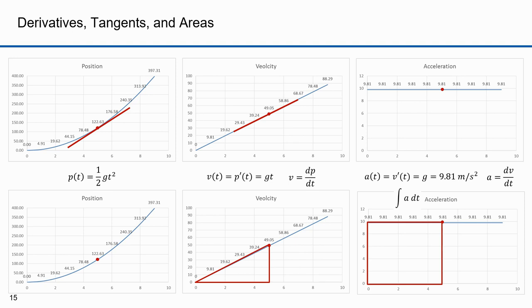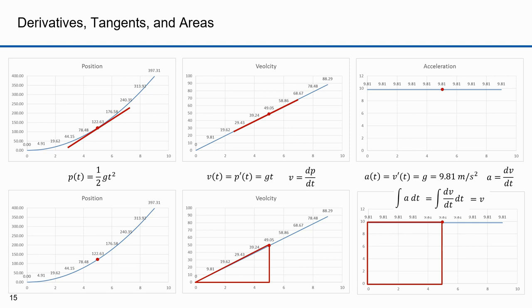The first fundamental theorem works the other way. It says that the derivative of the integral is the underlying function. We can infer from this that the integral of the function a is the antiderivative of a. If the derivative of v gives us a, then the antiderivative of a gives us v.